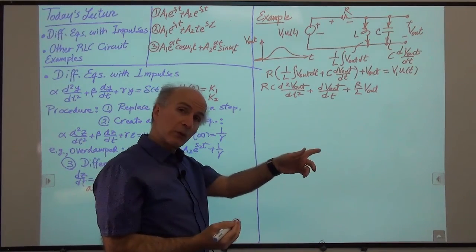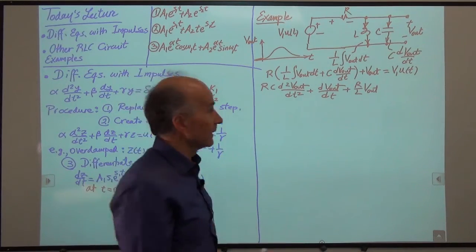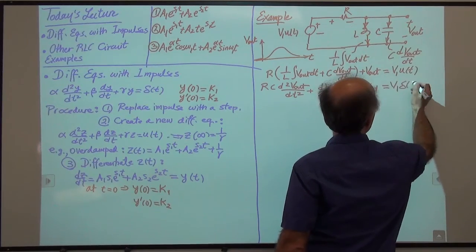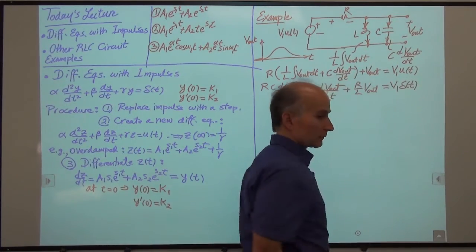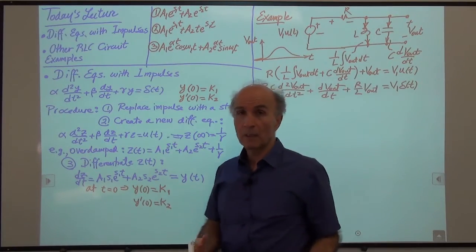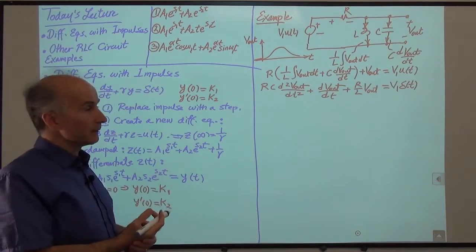For the right-hand side, what do we get? Well, we have V1, and the derivative of the step is an impulse. So that would be V1 delta of t. So that's the equation that emerges from the circuit. This is the differential equation governing the behavior.